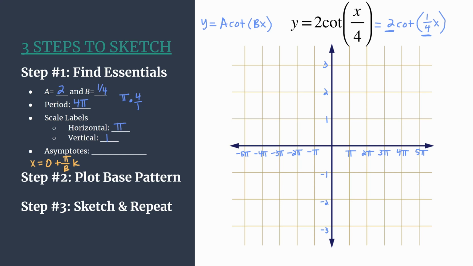So let's do this for our equation. We have x equals 0 plus our period, or pi over b, so that we said that was 4 pi, k. So go ahead and substitute in some values for k. The whole point of finding this asymptote generating equation at the beginning is to help you confirm or double check as you are creating your graph in future steps.